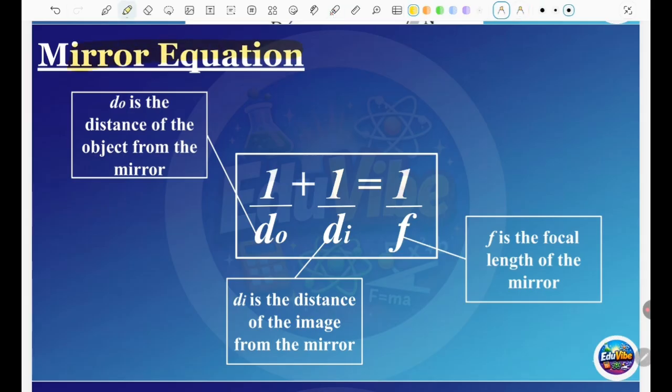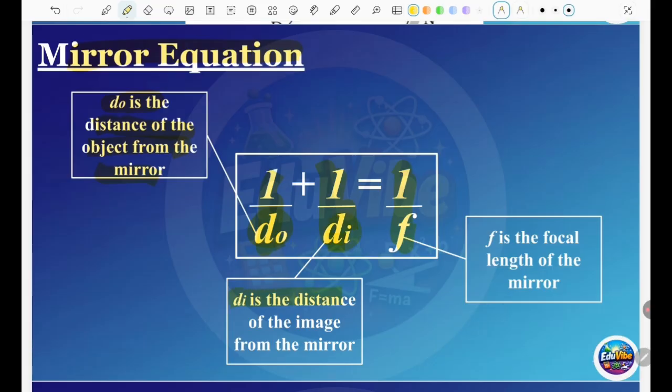So we have a mirror equation. This is the mirror equation: 1/do + 1/di = 1/f. This is in your formula sheet. Here do is the object distance. O means object, d means distance: the distance of the object from the mirror.